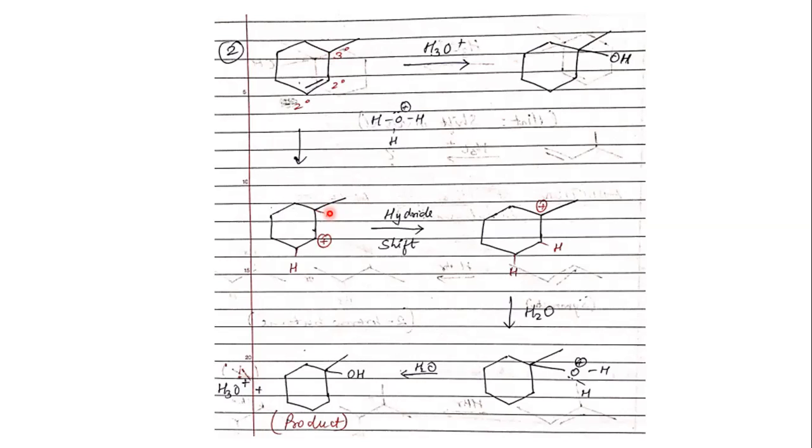So what's going to happen next? Your hydride shift is going to happen. The hydrogen from this carbon is going to move onto this secondary carbon. So now the secondary carbon will also get a proton, and the proton from this tertiary carbon has been lost. That is why this tertiary carbon will now develop a positive charge. So now a tertiary carbocation is generated.